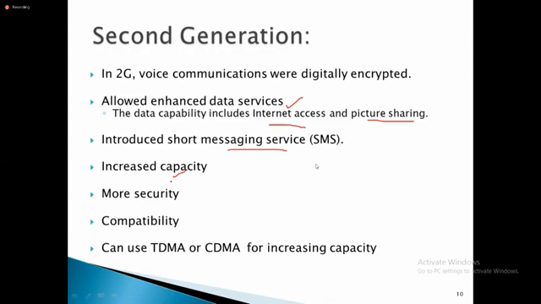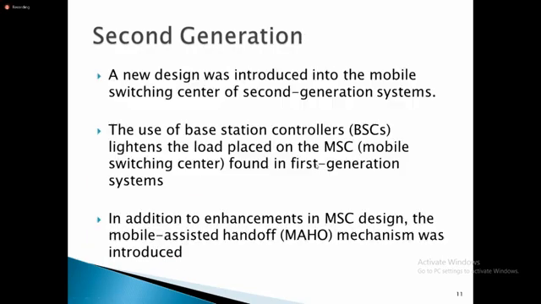The number of subscribers or number of mobile devices that you can provide your services to, right? So the capacity was increased, security is high, more compatible, right? And can use TDMA or FDMA for increasing capacity. So these are multiple access techniques. Why do we need multiple access techniques? To accommodate multiple users, to share the same medium, right? So we used TDMA or CDMA multiple access techniques to increase capacity even more, right?